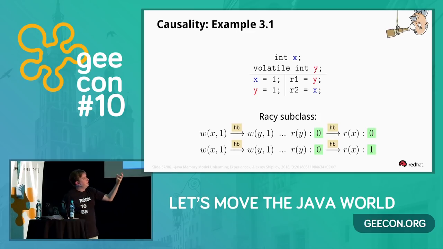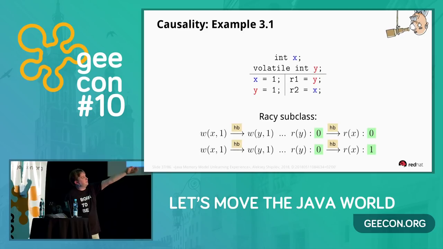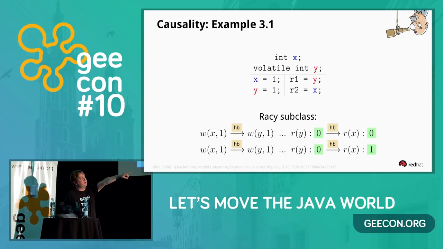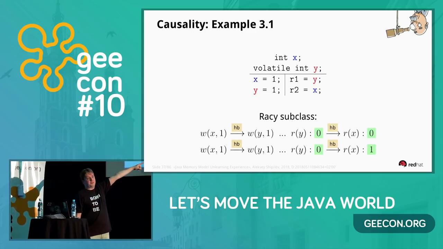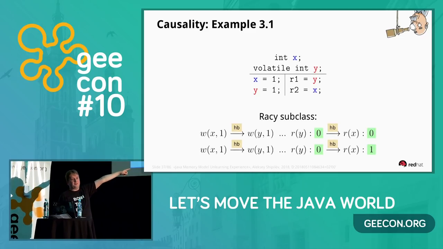If I want to see what a particular read can see, suppose I have the second execution where I see 1 at x. Is it happens-before consistent? It apparently sees the write all the way at the beginning, but this is explicitly allowed by the consistency rule. It's the racy read, basically. It doesn't connect by happens-before.